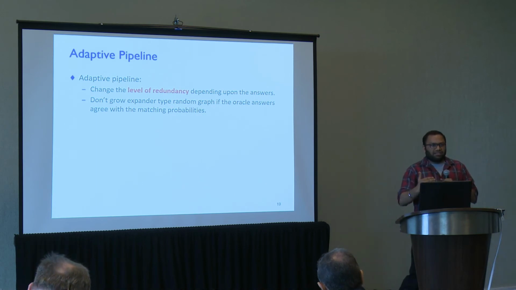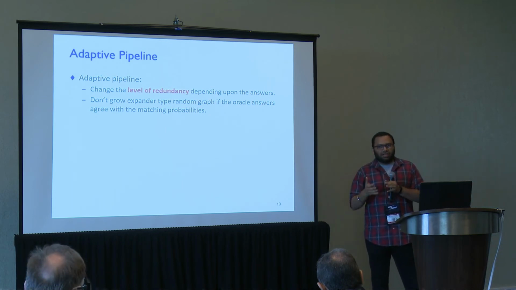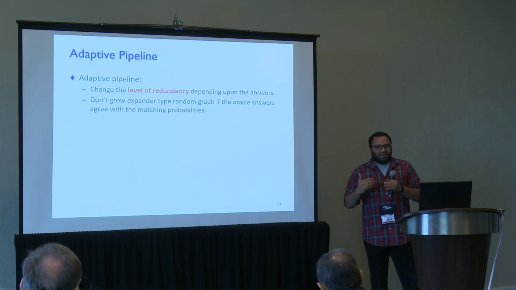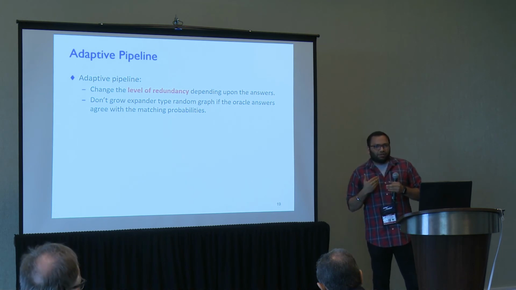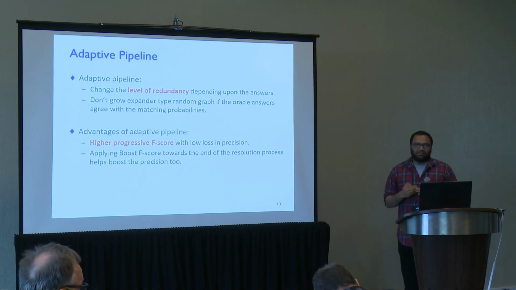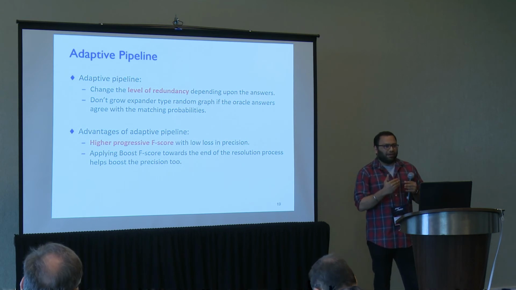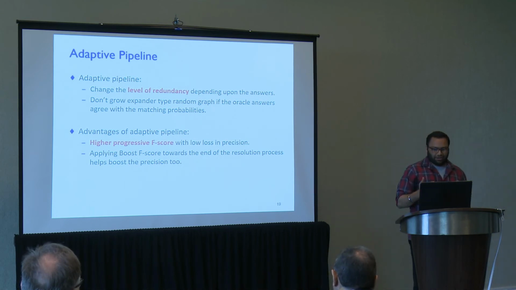If the answer is the same as the matching probabilities, it does not call the expander error correction layer. But if they don't agree with each other, it calls the expander layer. So it tunes accordingly. It gives a high progressive F-score with a low loss in precision, and the loss in precision is later covered by the boost F-score method called in the end.